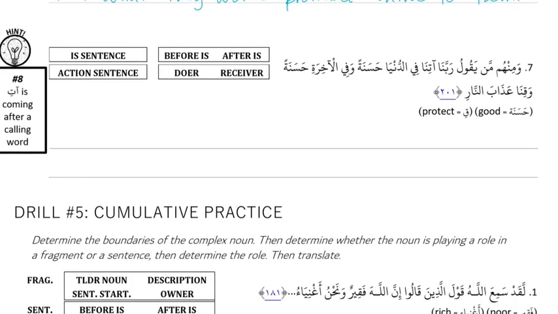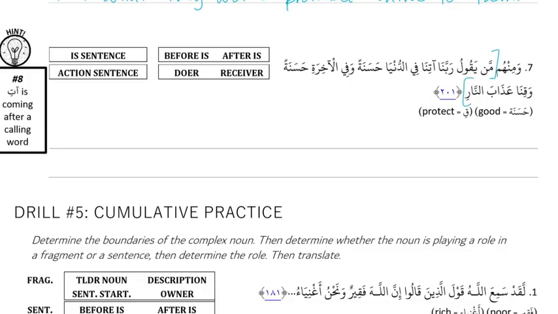And last one. ومنهم من يقول ربنا آتنا في الدنيا حسنة وفي الآخرة حسنة وقنا عذاب النار. The famous dua. Okay, so our complex noun is من يقول. Men, and then we know يقول is part of it. But what do we know about قال? Comes with a quote, right? So the quote is everything, the rest of the ayah, right? The quote is this dua ربنا آتنا في الدنيا حسنة وفي الآخرة حسنة. Because it's all part of what they're saying.